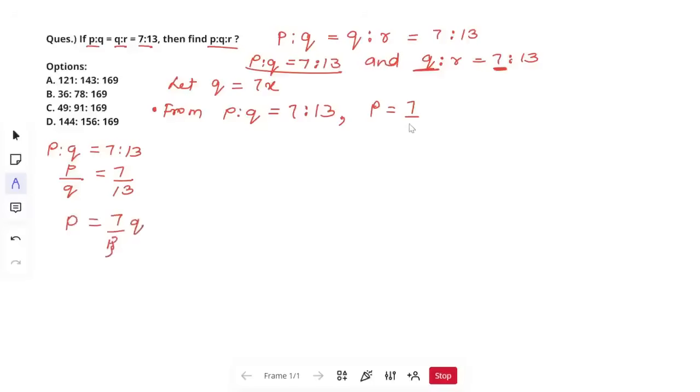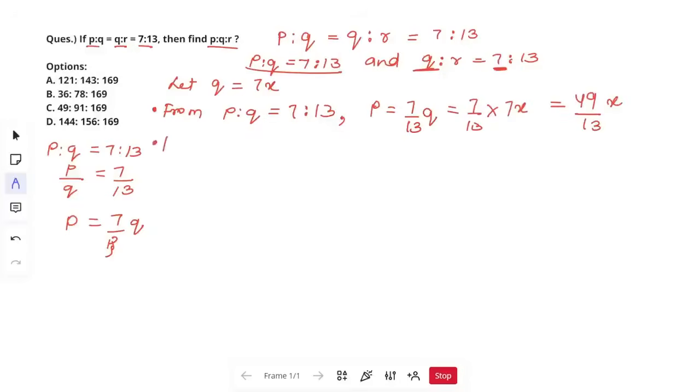So P is 7 by 13 Q, and then we will substitute the value of Q, which we have assumed, 7x. This equation is going to give us 49 by 13x. This is the value of P we have got.